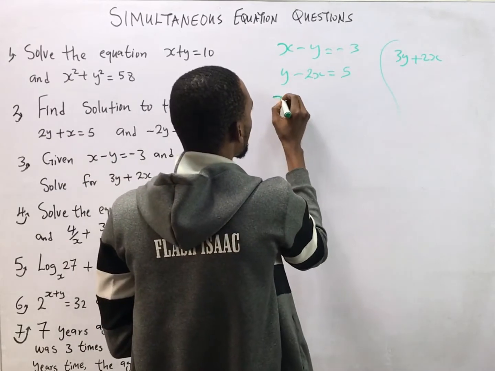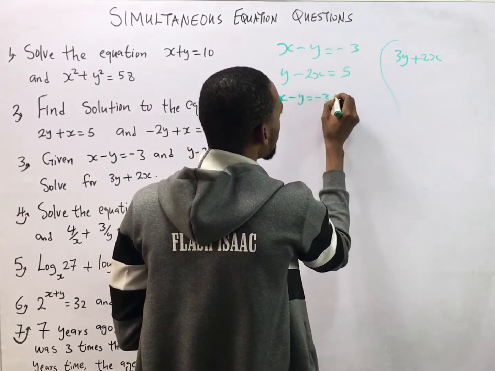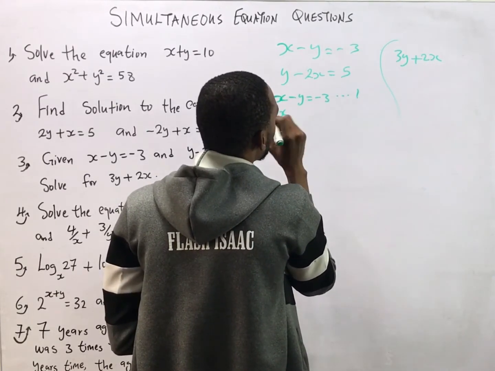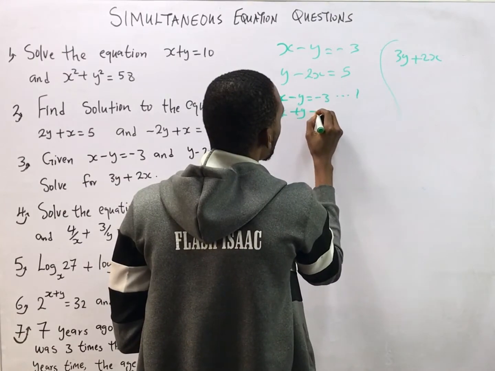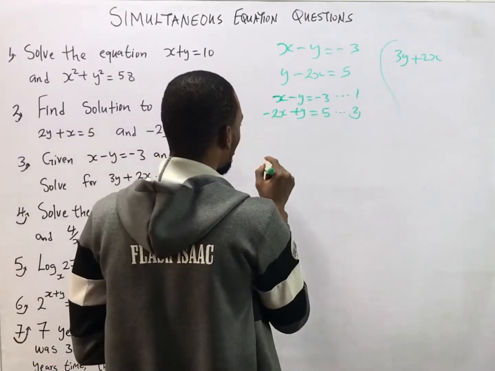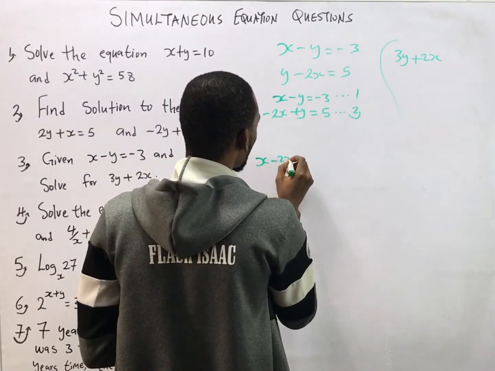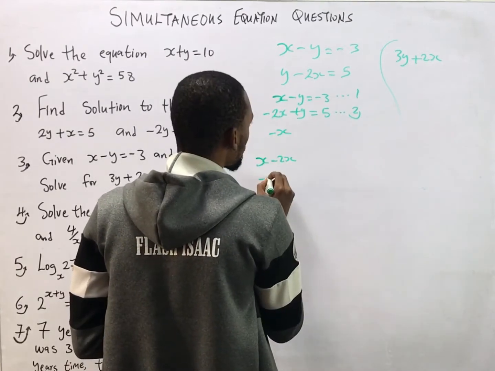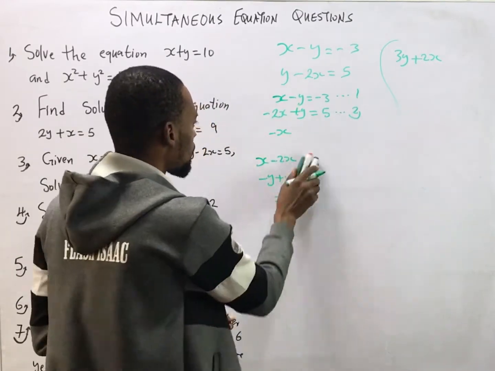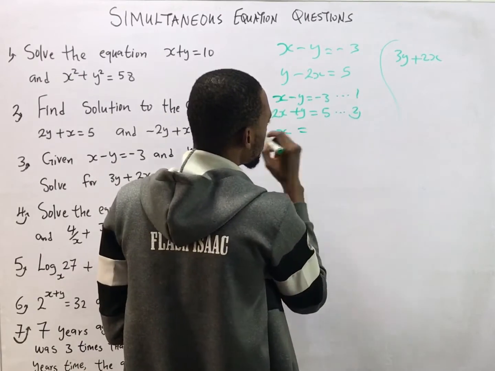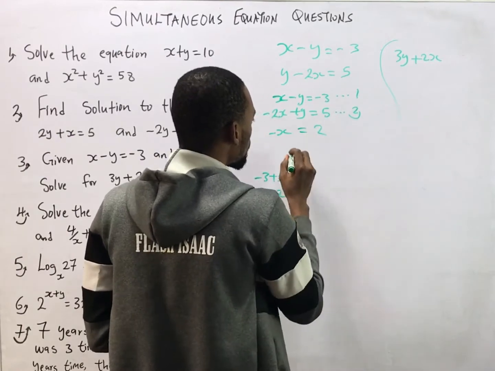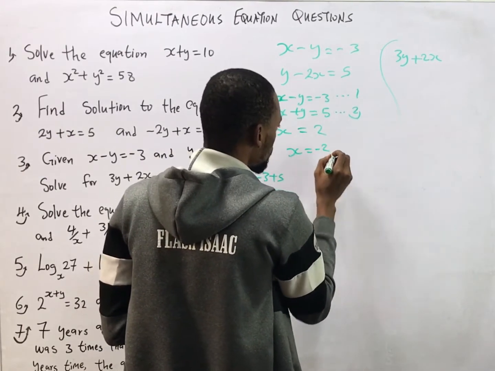Rearranging, I have s minus y is equal to minus 3, equation 1, and minus 2s plus y is equal to 5, that's equation 2. Adding both equations, s minus 2s here is minus s, and minus y plus y is 0. So adding both equations, I've eliminated y. So this becomes equal to, adding this, minus 3 plus 5, which is 2. It therefore means that s is equal to minus 2.